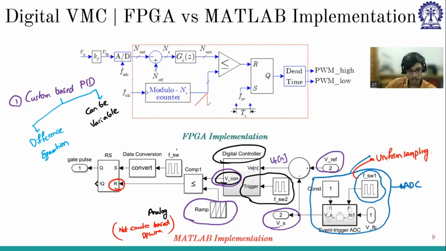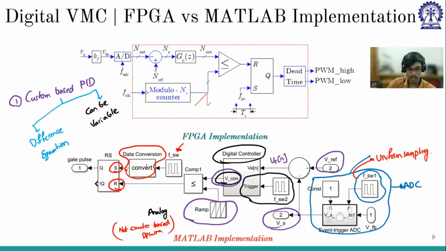So this FSW is in one data type, and this set needs another data type. I think S should be Boolean. This will be double. So for that purpose, we will use data conversion. It is nothing but the same information with a different data type that this block will understand.